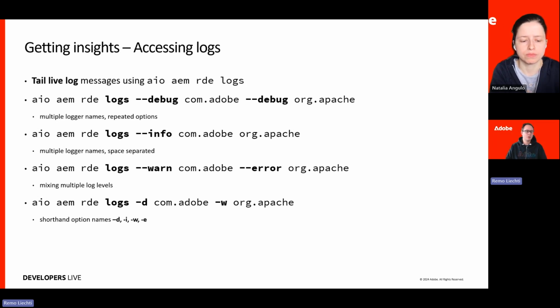You have also the possibility to have just one definition of the debug level, like info here, and then use space-separated ones for easier mentioning of the packages you want to see. You can mix the log levels, obviously, with warn, error, info, debug all together. And there's also shorthand names that gives you a little bit of quicker feedback. So that's basically what we will be looking at.